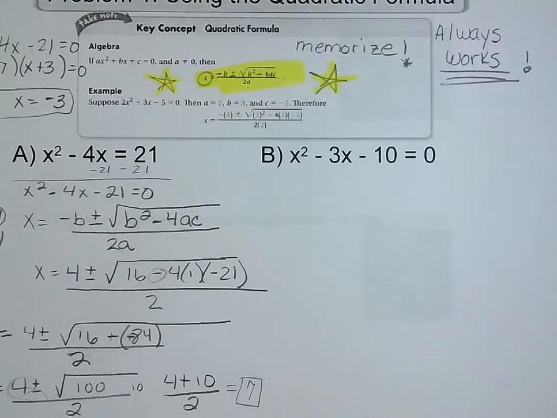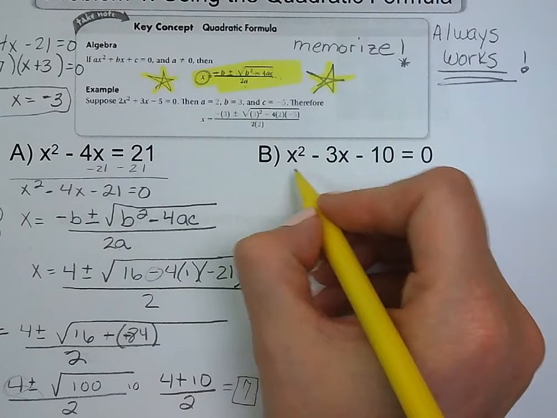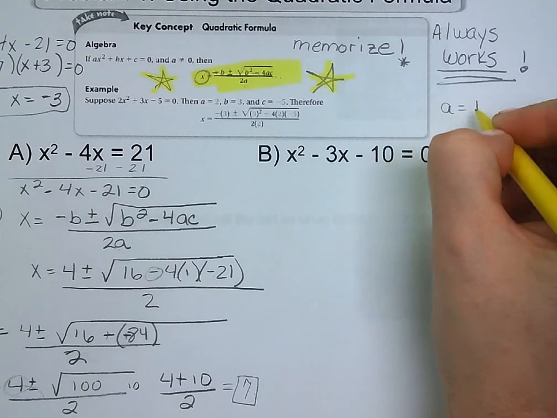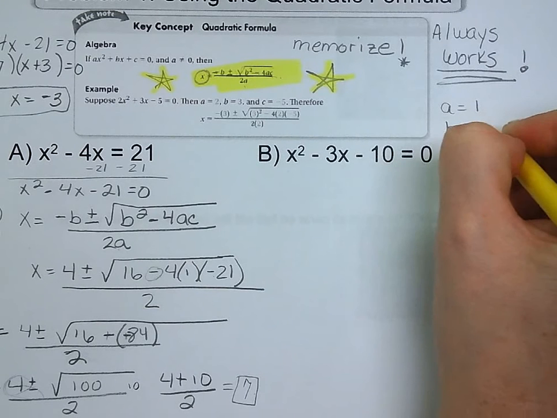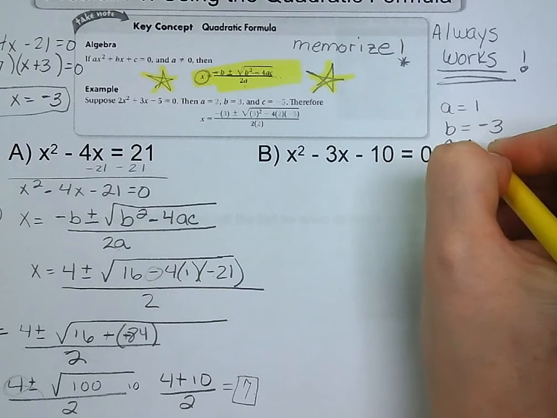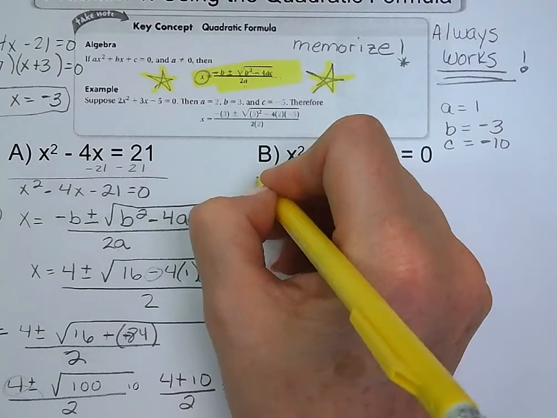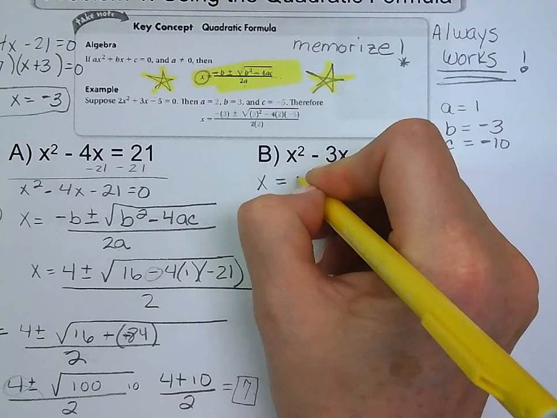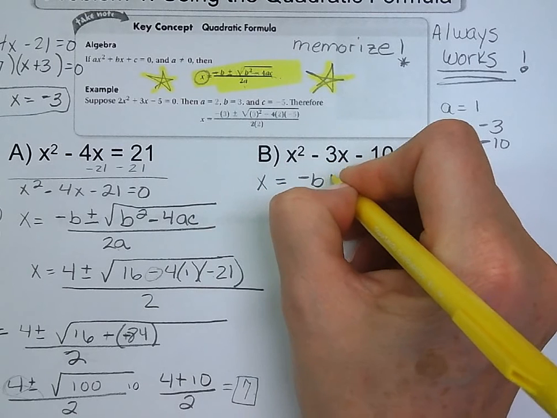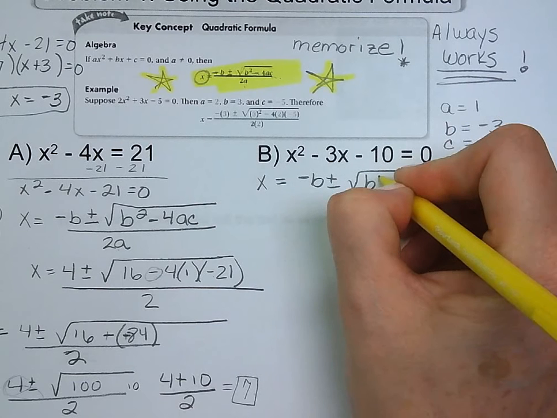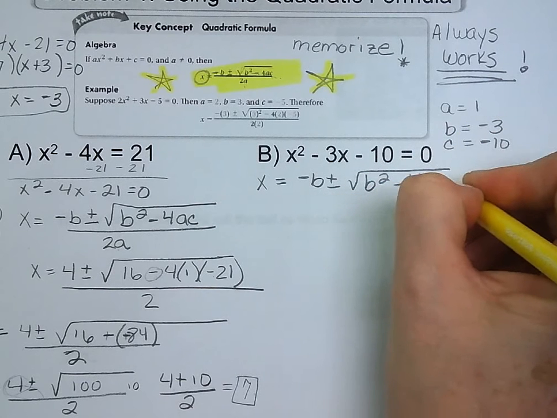All right, letter B, we've got x squared minus 3x minus 10 equals 0. So let's start off with just listing our a, b, and c terms. A is 1, b is negative 3, c is negative 10. So we're going to start by using the quadratic formula. x equals the opposite of b plus or minus the square root of b squared minus 4ac all over 2a.